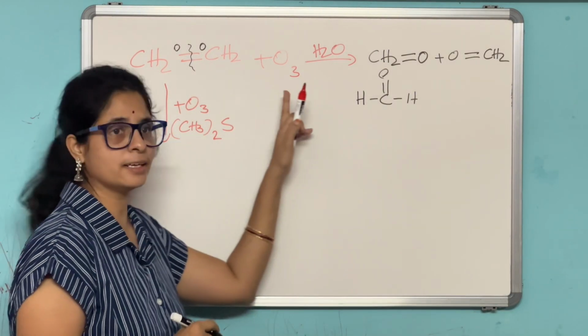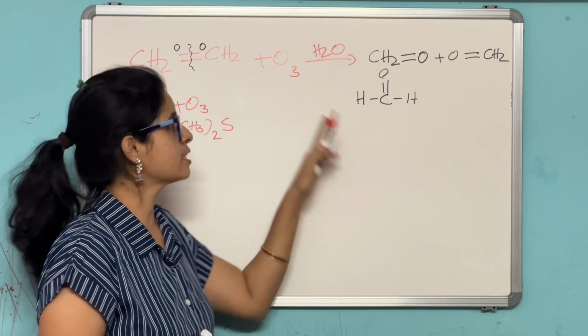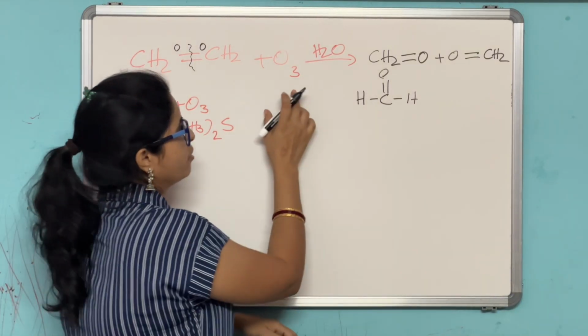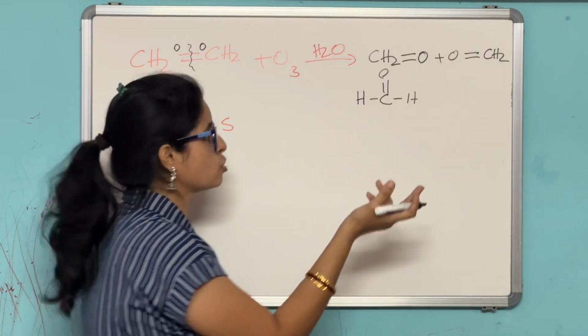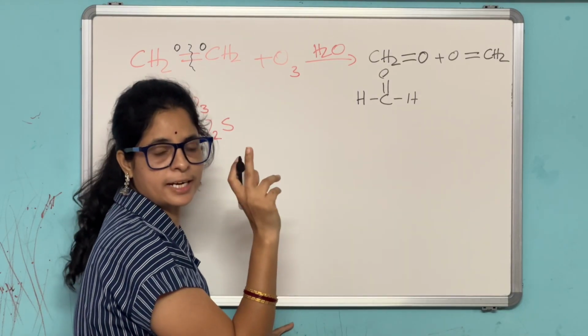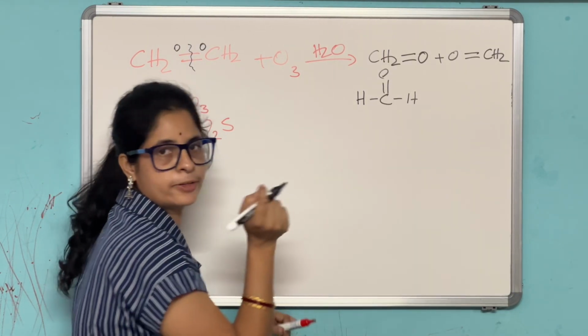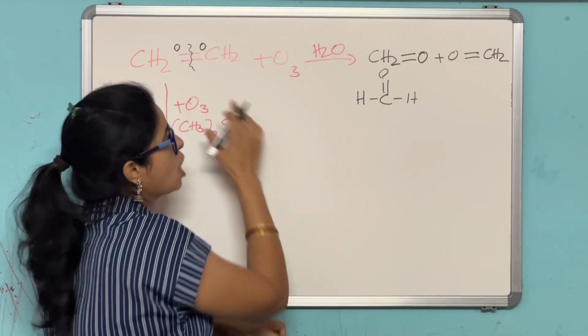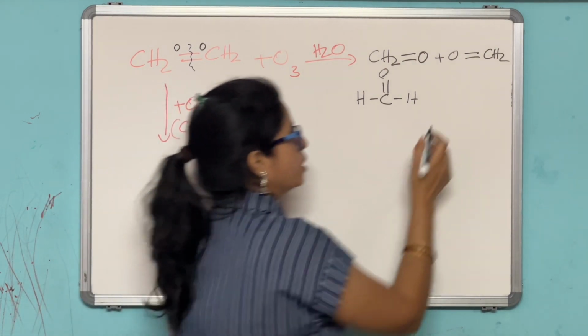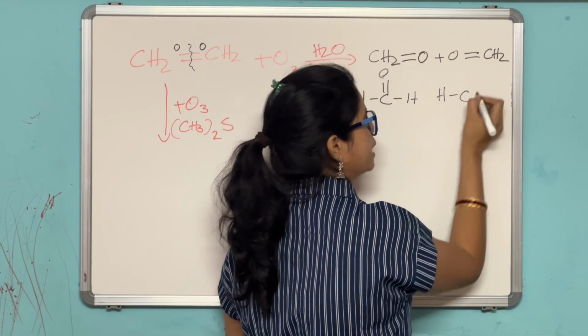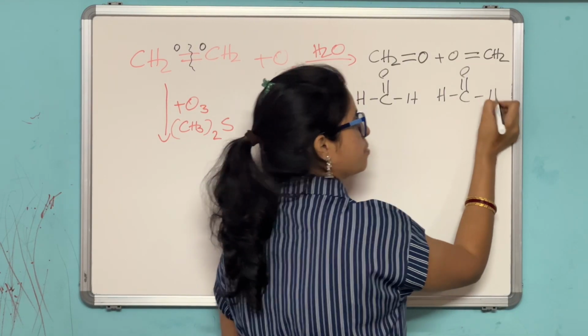Under these conditions, this is further oxidized to acid. I told you, no, in the first condition, under the oxidative conditions, aldehydes plus ketones are formed. Here in this case, two aldehydes are formed. So I am clearly writing this one, it is formaldehyde.